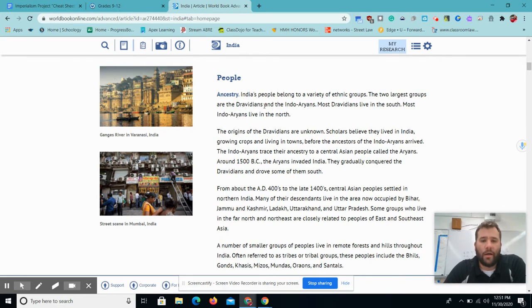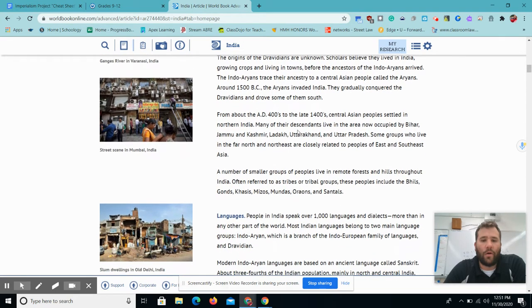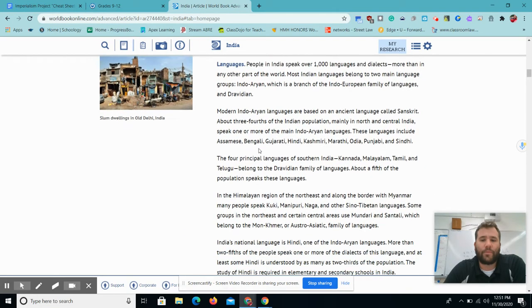So on my Google slides, I'm going to highlight these and post them on my Google slides. Right? And then it'll talk about parts of their culture. So I'll scroll down here, languages. All right, people in India speak over 1,000 languages and dialects. I might want to indicate that. Two major branches, the Indo-Aryan and the Dravidian. So there's my two language families. I could put that down on my piece of paper. Right?